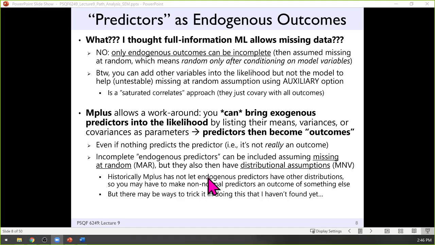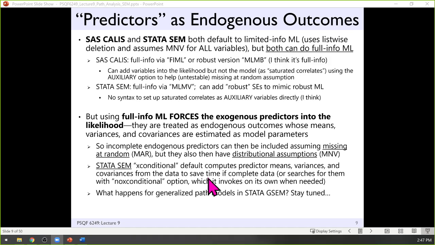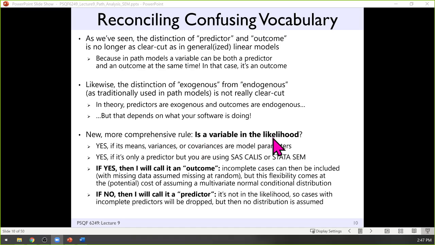So Mplus is one of the programs that I know that offers you a choice. You can have a predictor that's just a predictor. If you do that, it can't have missing data, but it has no distribution associated with it. If you bring it into the likelihood, then it's missing at random, but you have to have a distribution for it, and you can be wrong. So what happens in other programs here, the bottom line is that you got to read the documentation to find out what it's doing, and it's actually somewhat hard to figure that out, even for me. So here's my reconciliation of all of this confusing terminology.